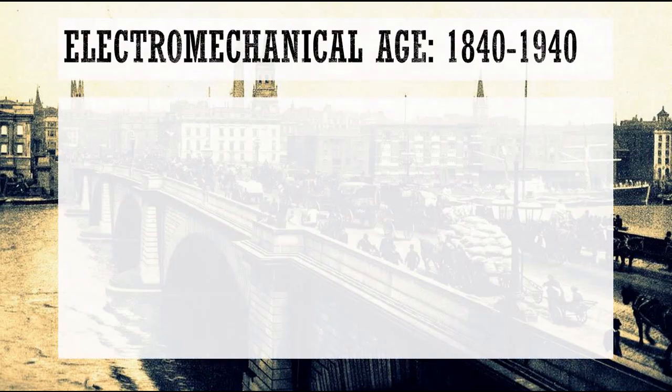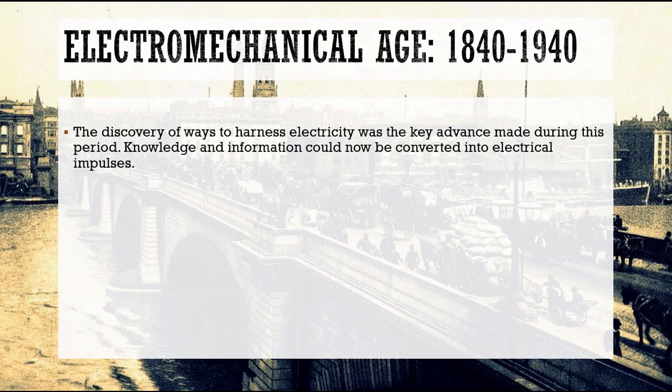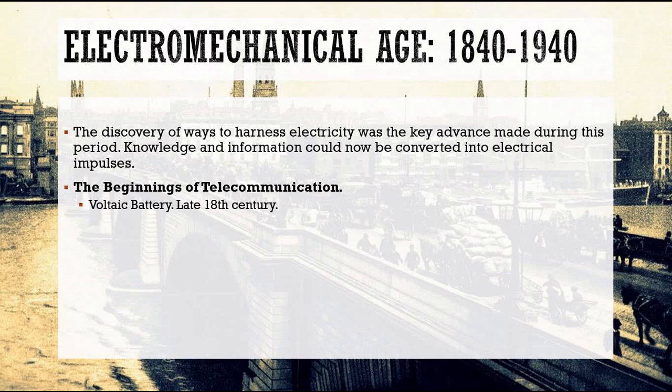During the time of the electromechanical age, between 1840 and 1940, the beginning of telecommunication emerged. The discovery of ways to harness electricity was the key advance made during this period. Knowledge and information could now be converted into electrical impulses. First, a new method of communicating information was discovered with the voltaic battery. This discovery continuously provided an electric current to a circuit.